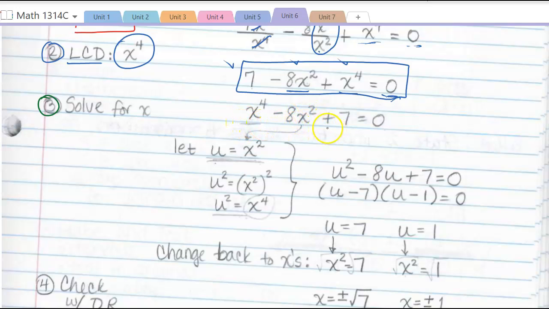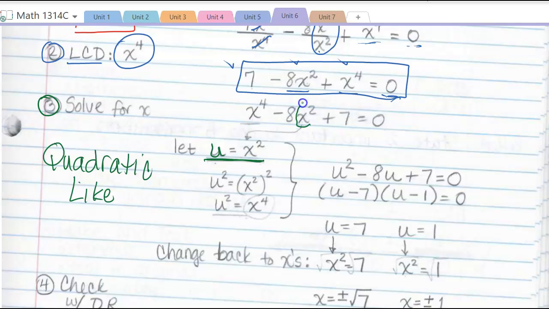So believe it or not, this is what we consider quadratic-like. Quadratic-like means that I can write this as a quadratic equation if I use u substitution. So in other words, I'm going to let u equal x squared. It's always going to be this term here, not the 8, just the term that has the x's in it. So if I square my u and I square my x squared, that's how I get u squared equal to x to the 4th.